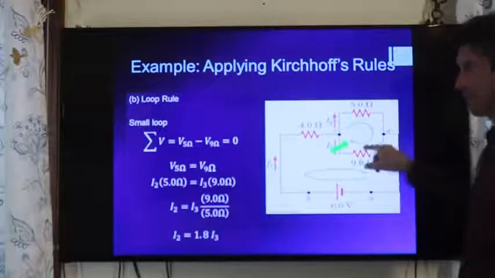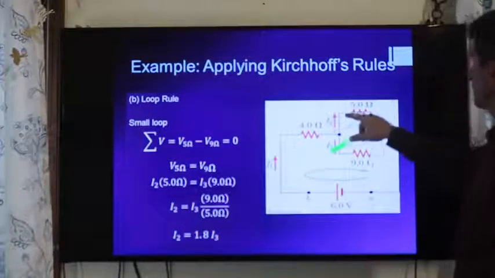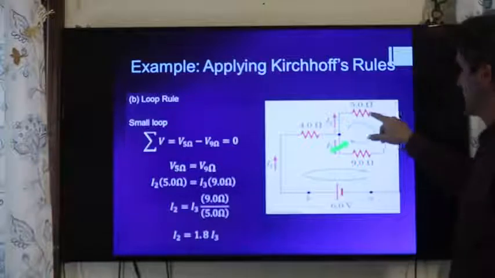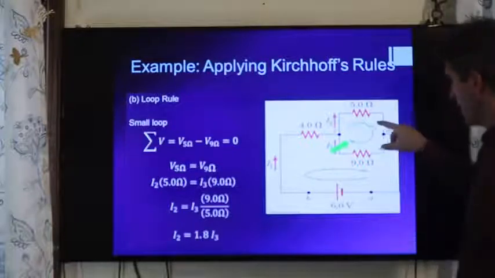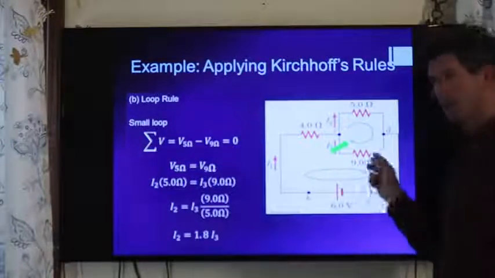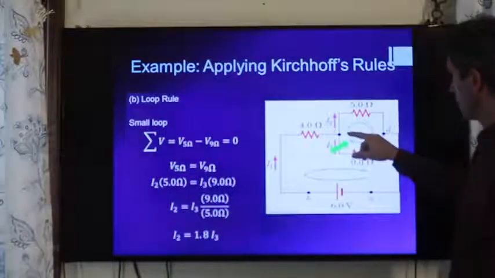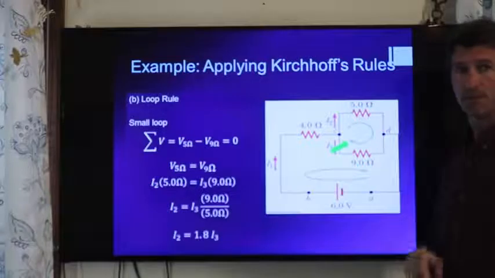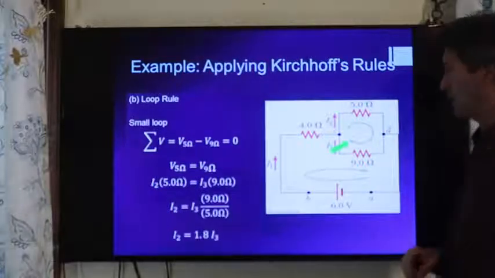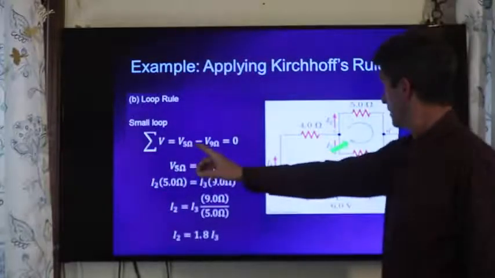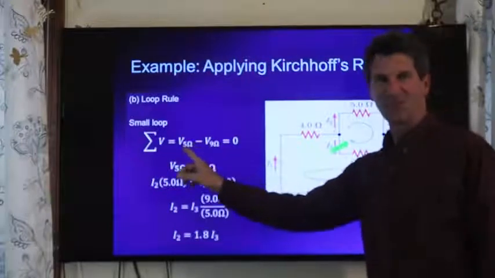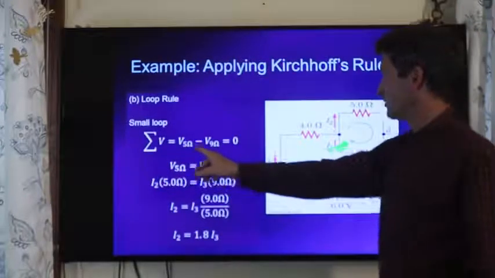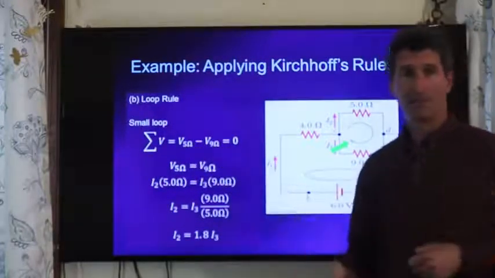Here, we don't go through any EMFs. We're going with I2 through the 5 ohm resistor, and we're going against I3 through the 9 ohm resistor. So this is going to be a negative voltage drop, and this is going to be a positive voltage drop. All right? I have it sort of backwards right here. This should be negative, this should be positive, but we can reverse the two.